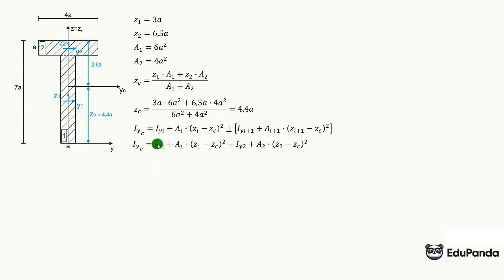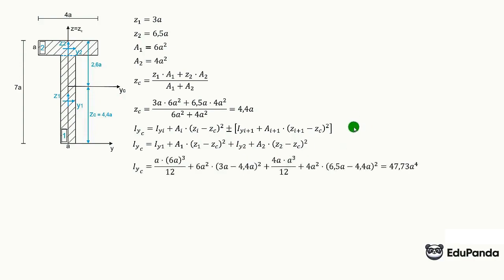It will be the moment of inertia with respect to the first figure, because we know this moment of inertia, it is a basic formula, plus the area of this figure, here we already have written down, and z1 minus z underscore c squared, plus the moment of inertia of the second figure, the area, and z2 minus z underscore c squared. Substituting the numbers, it looks like this.